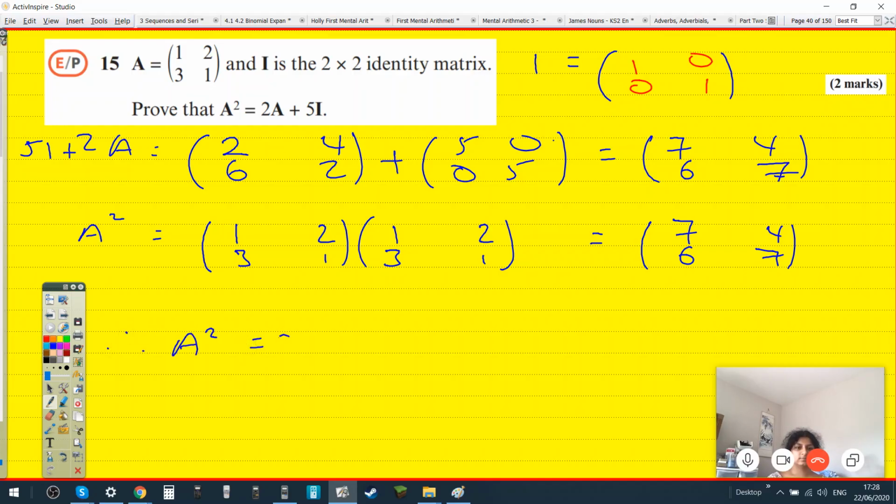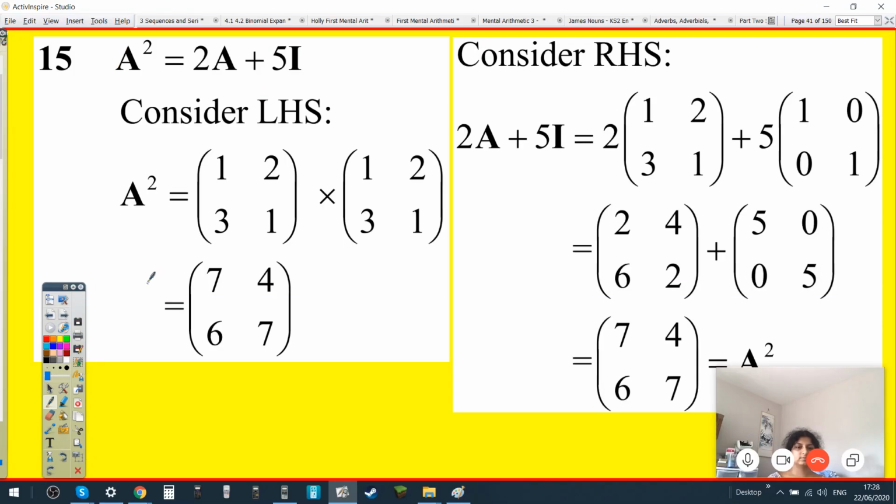Therefore, A squared equals 2A plus 5I. That's it. And any matrix times the identity matrix will just be itself. Any questions about that? No.